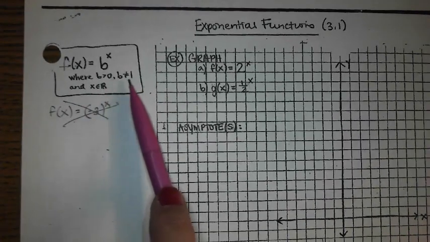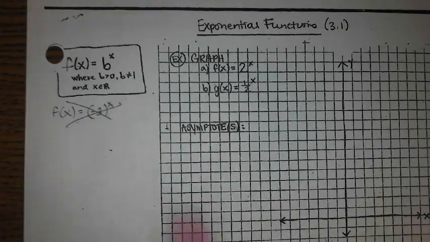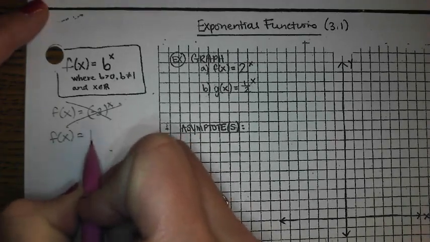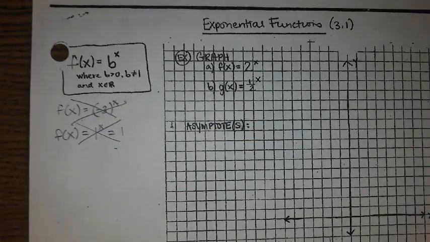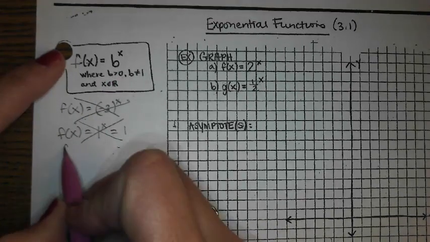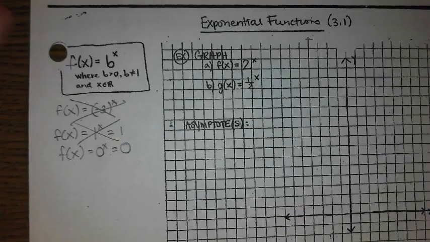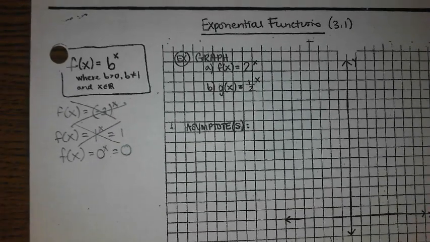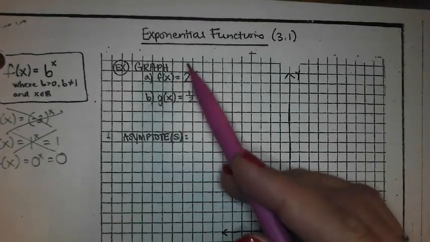B also cannot equal 1, for obvious reasons, right? Because if it was f of x equals 1 to the x power, then it would just be a horizontal line at 1. So that can't happen. And b can't be 0 for obvious reasons, because it would just be 0, which again would be another horizontal line. Okay? So let's look at this one first.